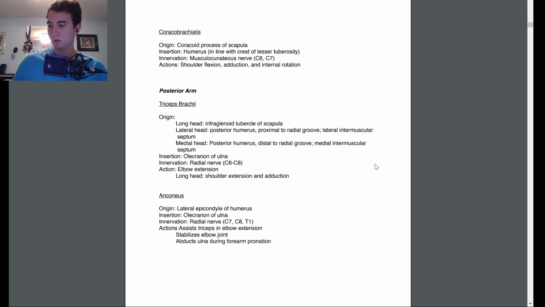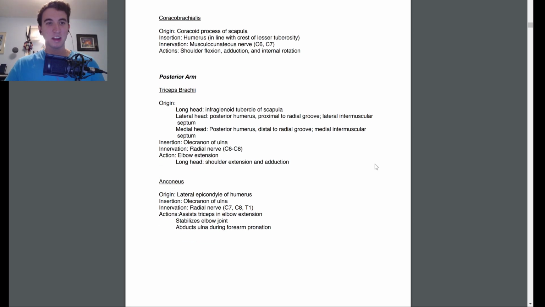Hey, look at that. Now we're already up to the posterior arm. That was all the muscles on the anterior arm, not forearm. Forearm is different. Arm, forearm. So now the posterior arm.